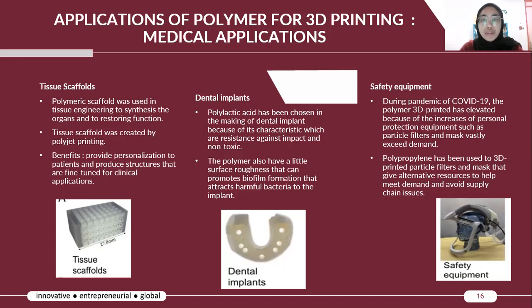Polylactic acid has been chosen in the making of dental implants because of its characteristics, which are resistance against impact and non-toxicity. The polymer also has little surface roughness, which can prevent biofilm formation that attracts harmful bacteria to the implant. So this is proof that dental implants help people that have a problem with tooth loss. And this is the picture of the dental implants.